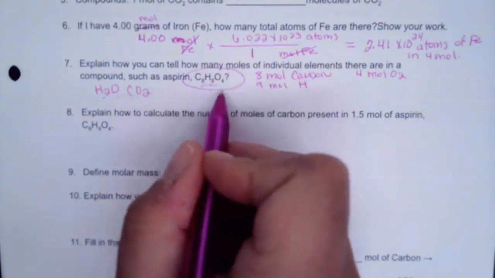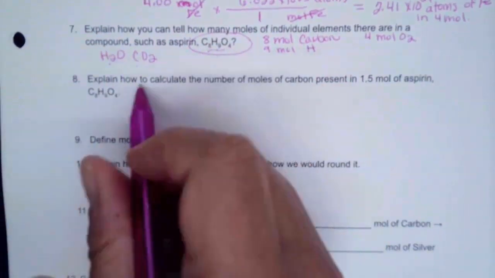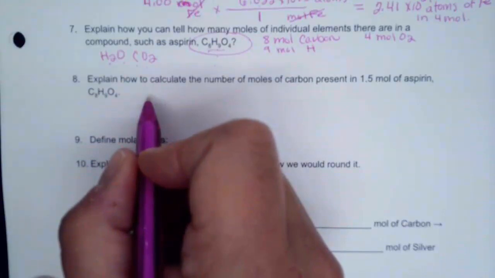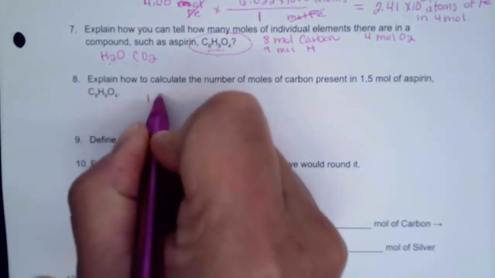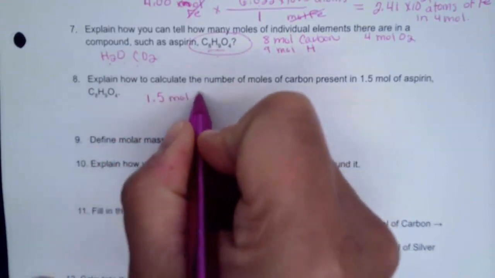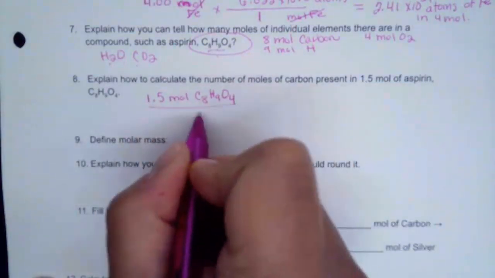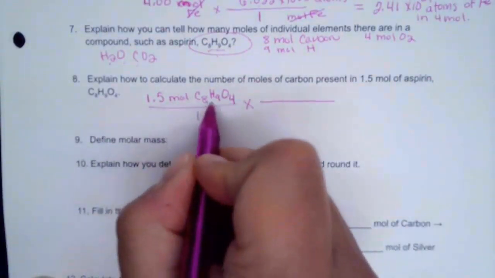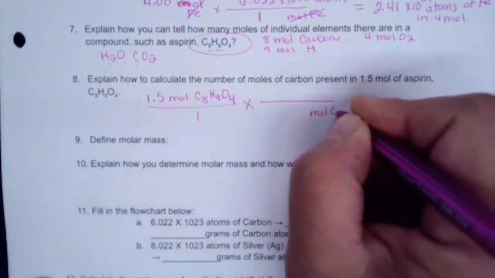So once we know how many moles there are in this particular compound, now we can take it a step further and answer this question here. Explain how to calculate the number of moles of carbon present in 1.5 moles of aspirin. So here's what you're going to do. Take what you start with. We have 1.5 moles of C8H9O4. If you want, you can put that over 1. We know that moles of aspirin has to be down here, because we want these to cancel out.